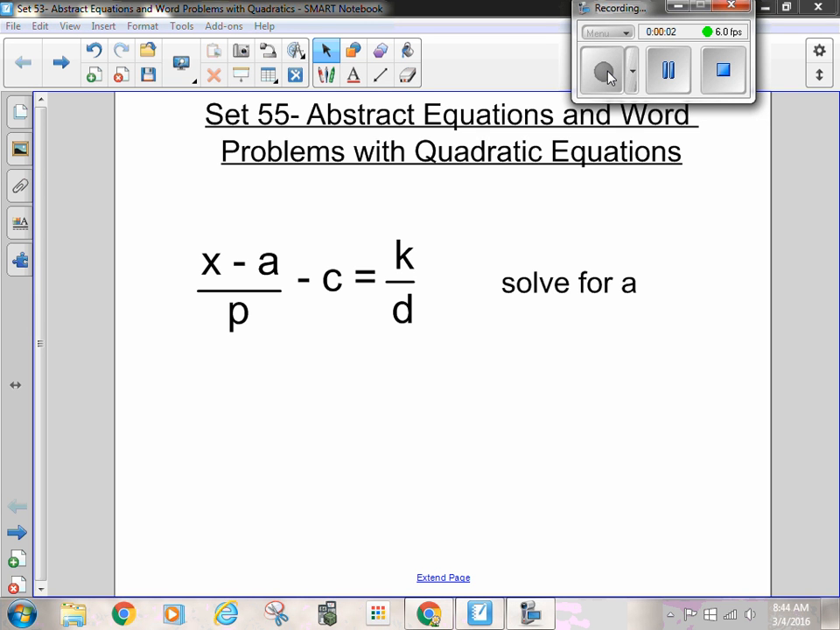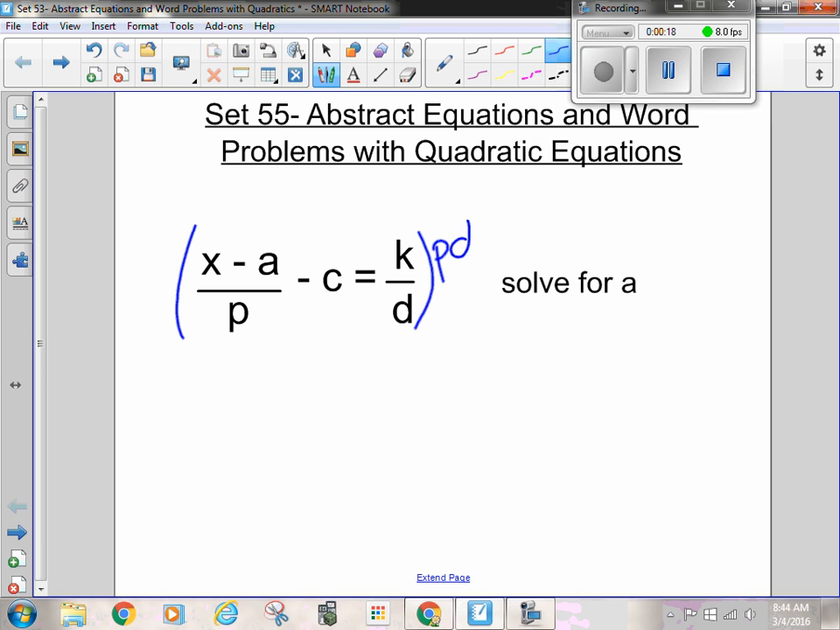All right, ladies and gentlemen, here are your notes for set 55, abstract equations and word problems with quadratic equations. These first ones aren't anything terribly new. It's just amping it up a little bit. We are still going to multiply by PD. So I get D times (X minus A) minus CPD equals KP.